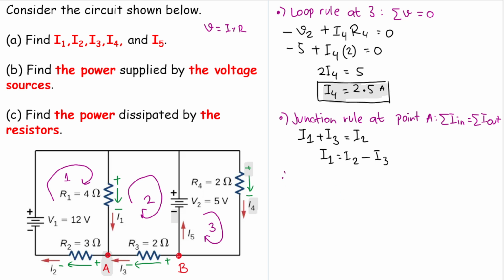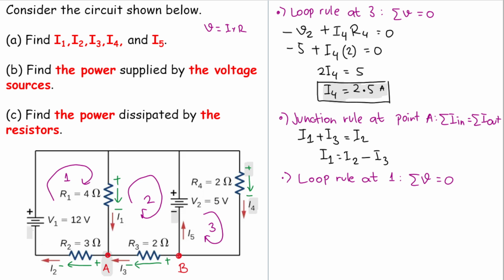Okay, now let's do that. Loop rule at loop 1. Loop rule said that the sum of the voltage in a loop will equal to 0. Good. Let's start from this battery here.